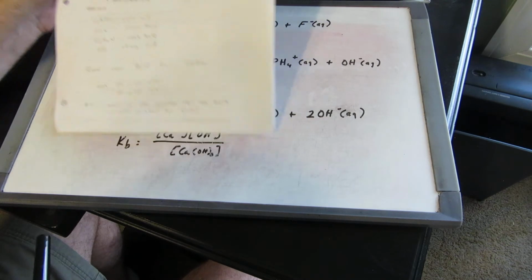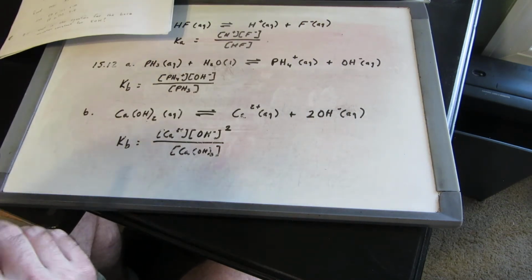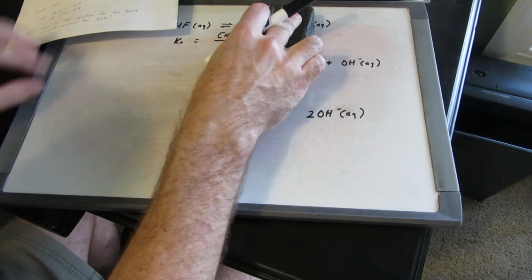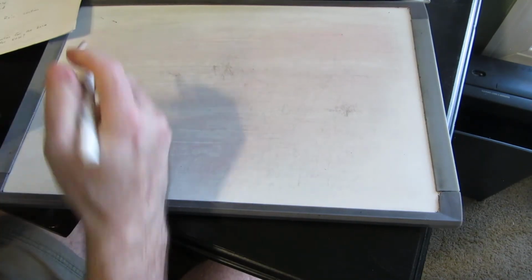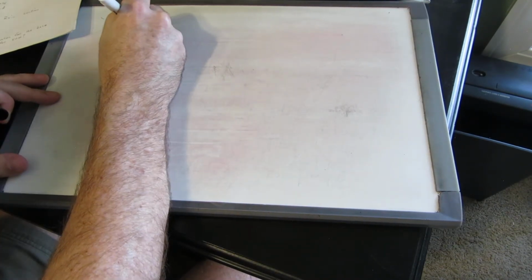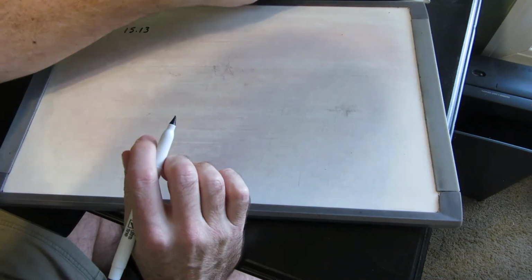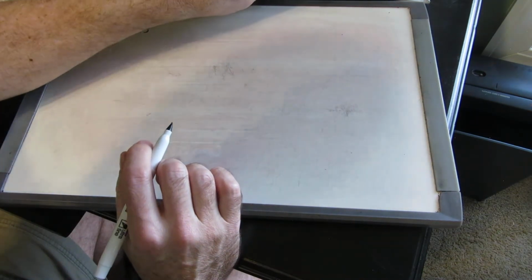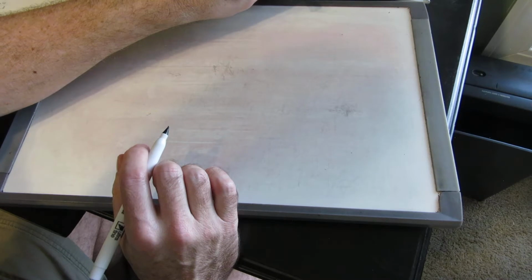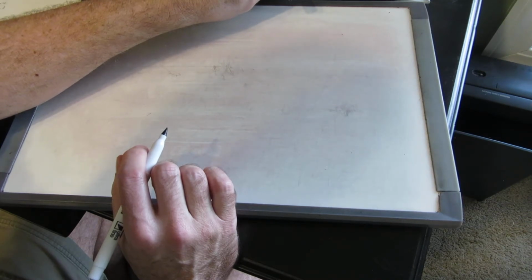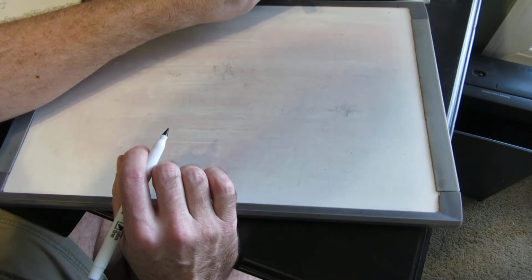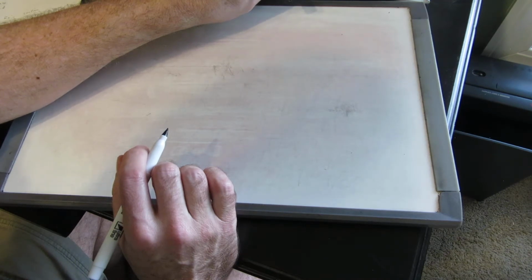All right, so let's finish up the chapter. We'll do 15.13, and this is on page 517. It says equal concentration of aqueous solutions are made with the following 4 chemicals. The pH of each solution is written next to the chemical formula. Identify the acids and the bases, and in addition indicate their relative strength.